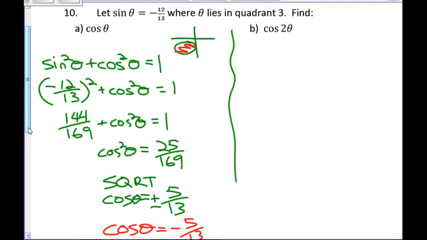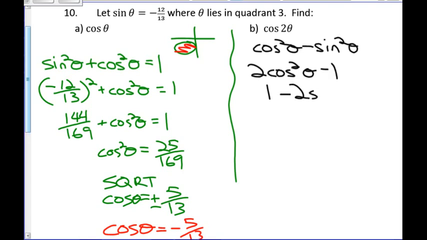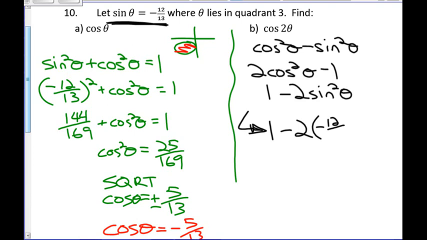If we want to find the cos of 2 theta, well, we have 3 choices. We have either this formula, this formula, or this one. Now, I'd argue in this situation that the smartest one to use would be the last one, because you have no doubt what the sine of theta is. Even if you botched part A, you can still get part B here. So we can have 1 minus 2 times negative 12 over 13 squared.